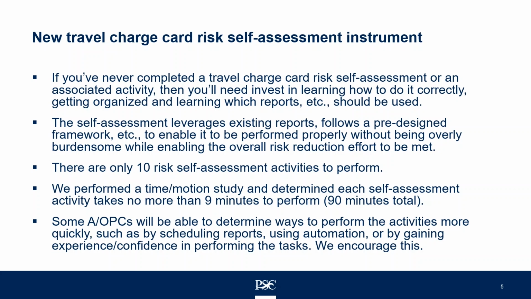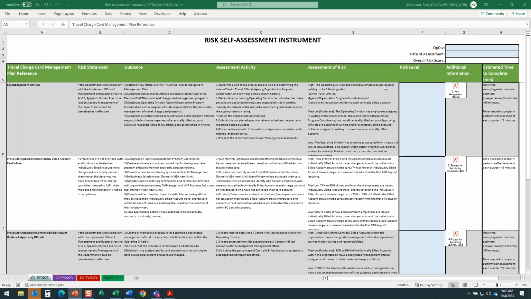There are only 10 risk self-assessment activities to perform. We determined that it takes no more than 9 minutes for each one, which is a total of 90 minutes, and that's per quarter. Some AOPCs will be able to determine ways to perform the activities more quickly, such as by scheduling reports using automation, etc. We do encourage this. Let's look at the training now.